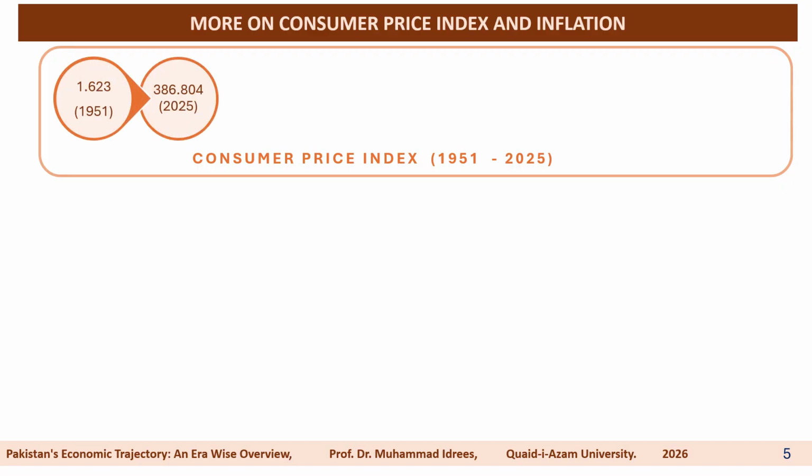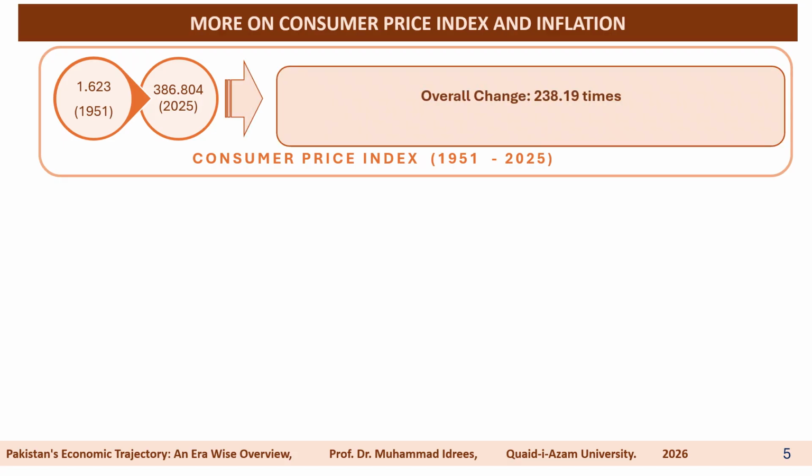In 1951, the Consumer Price Index of Pakistan was 1.623 and it increased to 386.804 in 2025. This shows that during this period of about 75 years, the CPI of Pakistan increased by 238.19 times, indicating that the average annual inflation rate from 1950-51 to 2024-25 was 7.68.